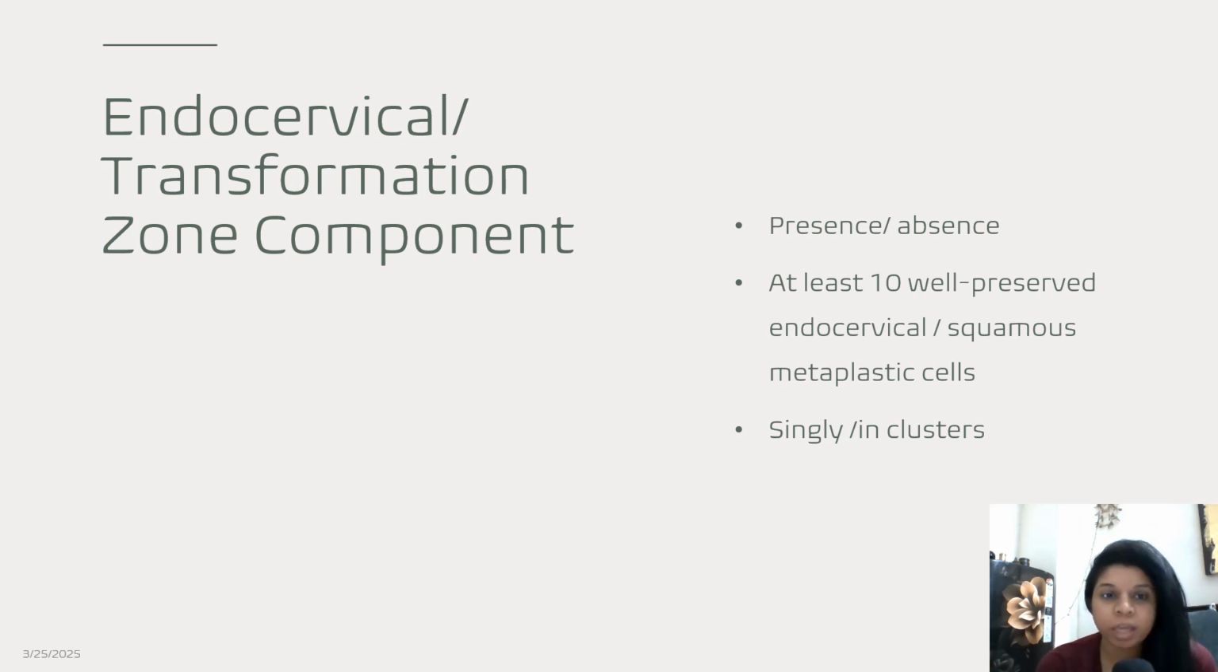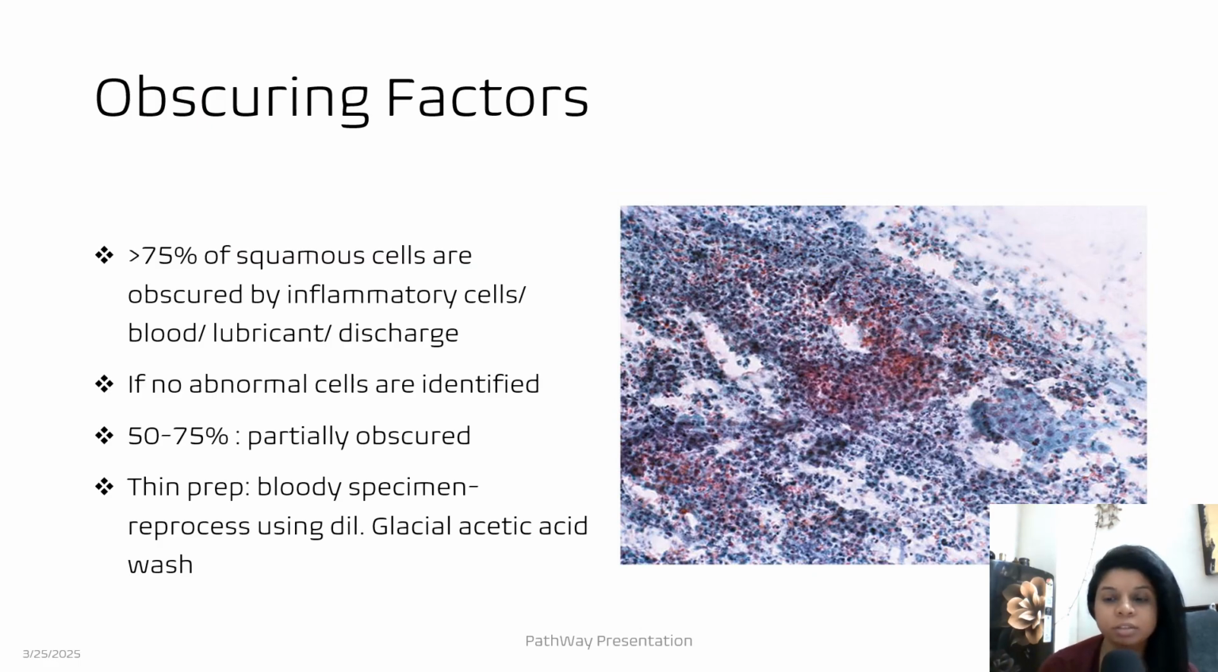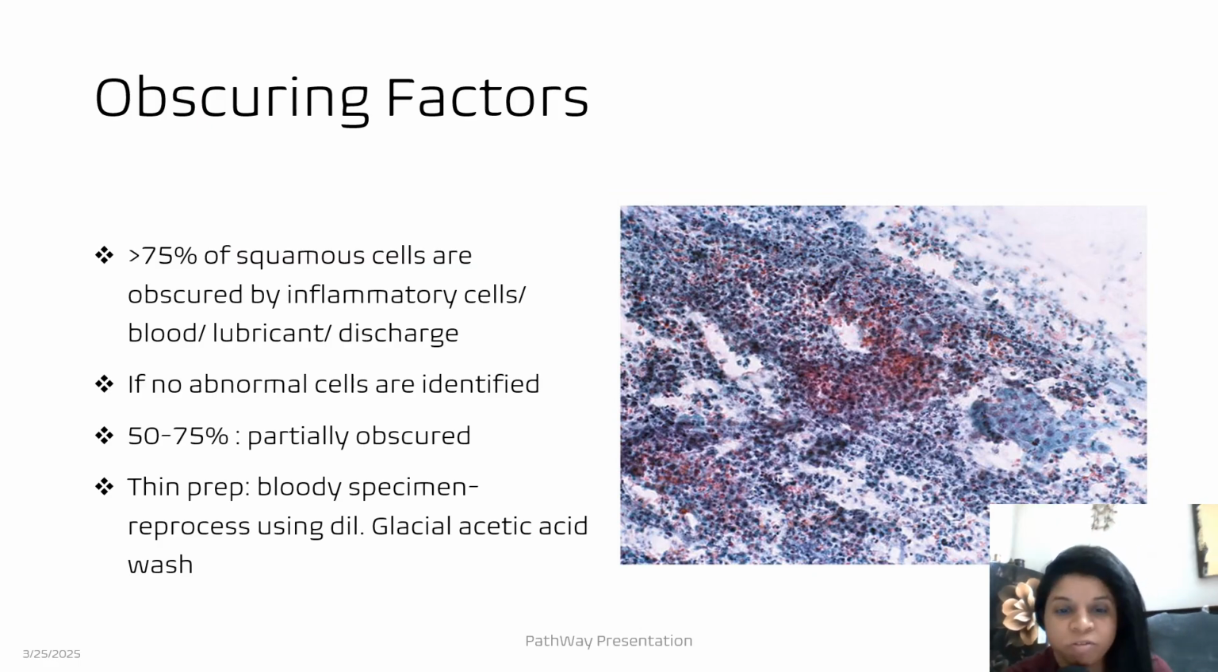And then to tell that the endocervical component is present, you need at least 10 well preserved, well visualized endocervical or squamous metaplastic cells. Okay, squamous metaplastic cells are also present in the transformation zone itself, and they can be present singly or in clusters. And now you should know these obscuring factors. Okay, when do we call a slide unsatisfactory?